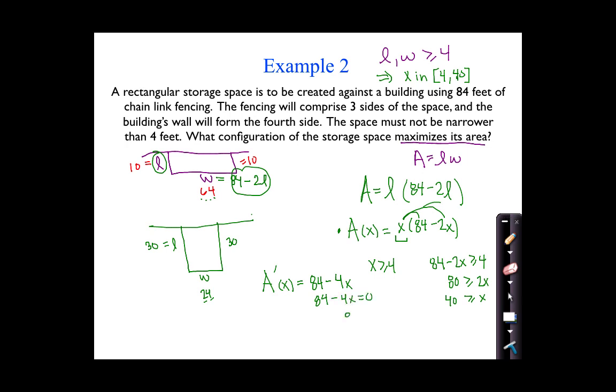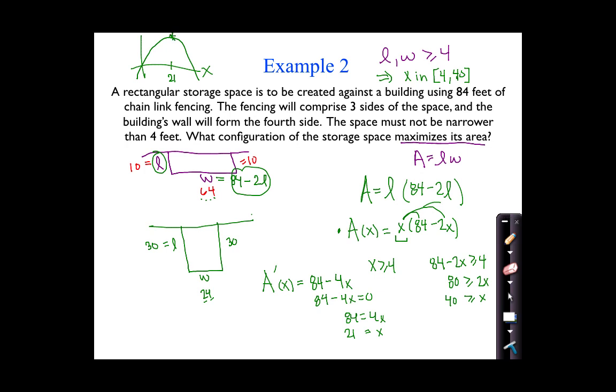So 84 is 4x, and so x is 21, which is in our interval. This is combining graphing knowledge with calculus, so you can avoid some algebra work and some substituting if you know a little bit about graphs mentally. If I was graphing A of x, I only care about it between 4 and 40. The vertex is at apparently 21. So whatever on earth it looks like elsewhere, this is certainly the maximum.